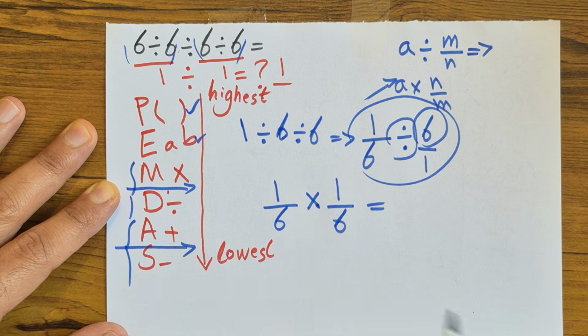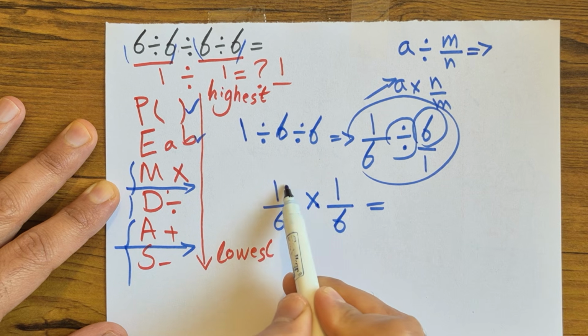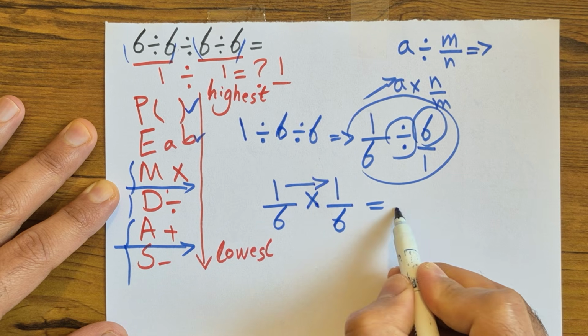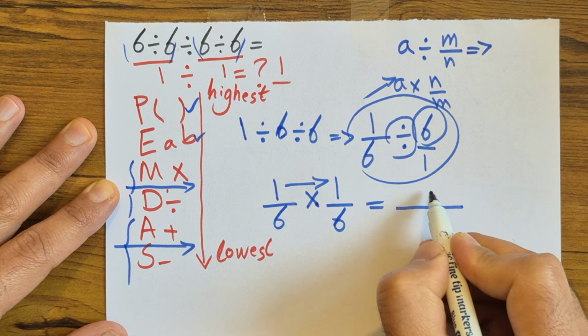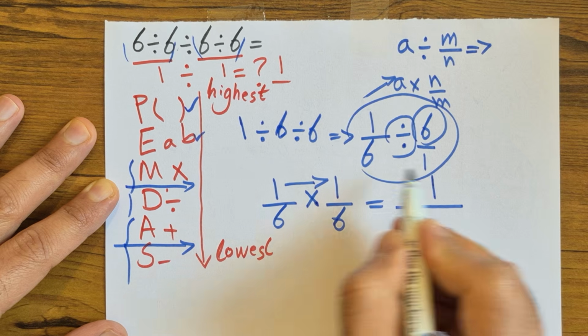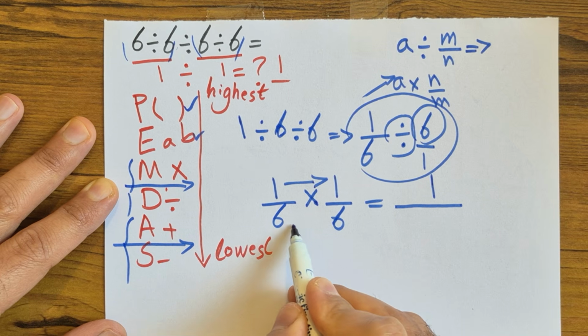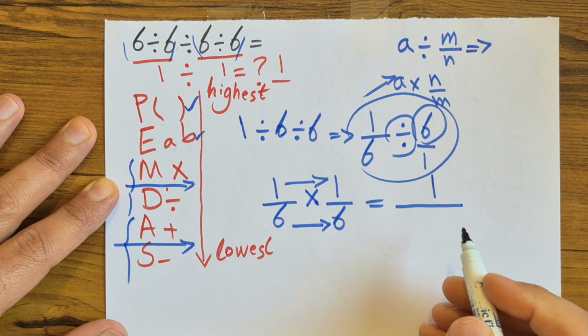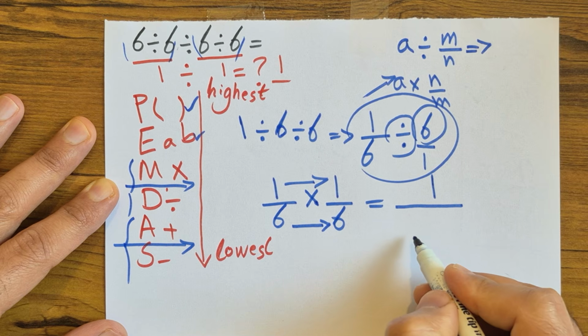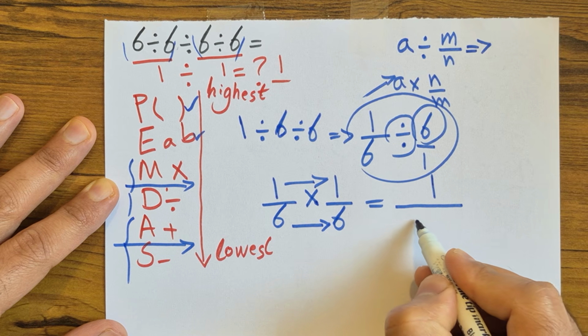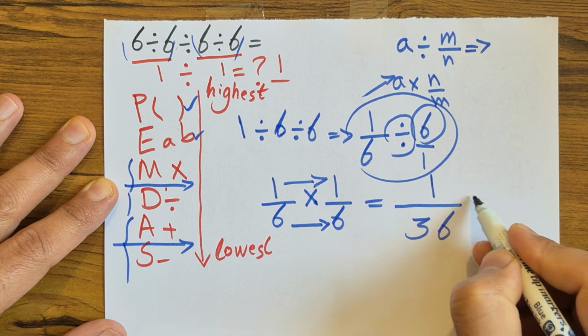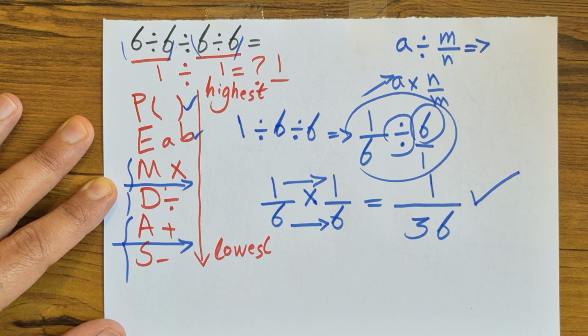So 6 over 1, obviously, is the same thing as 1 over 6. And now for multiplying the fractions. At first, multiply the numerator or the upper part. So 1 times 1 gives us 1. And then multiply the denominator or the bottom part. So 6 times 6 gives us 36. And that's the only answer.